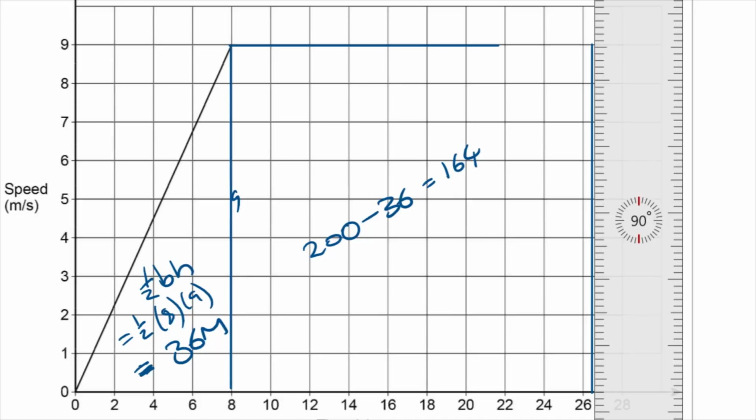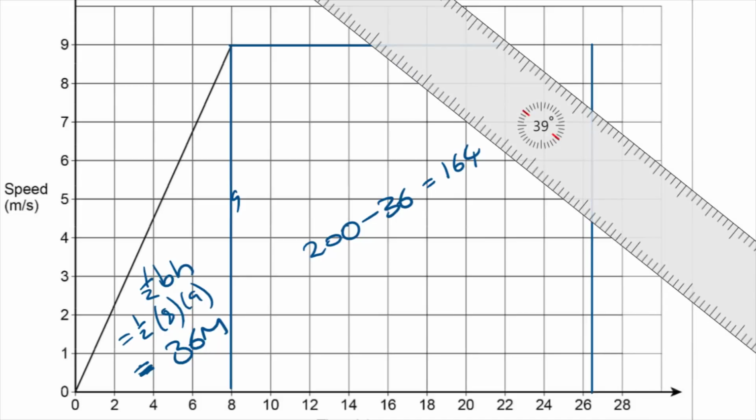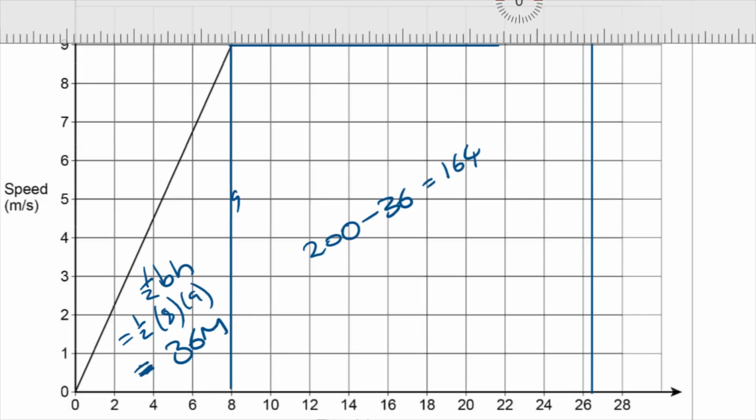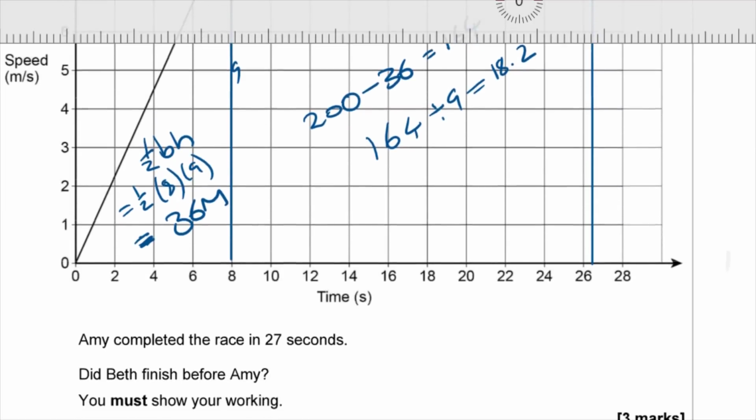So completing the graph unnecessarily because I've already got the answer, haven't I? But let's just finish it off for completion's sake. So 164 divided by 9 tells me that was 18.2, so she must have finished the race at 26.2 seconds.